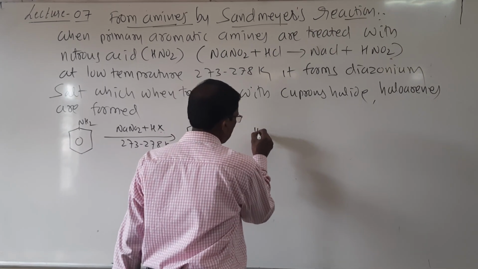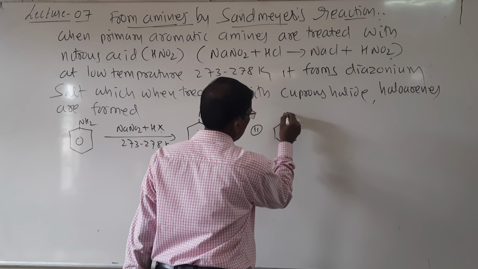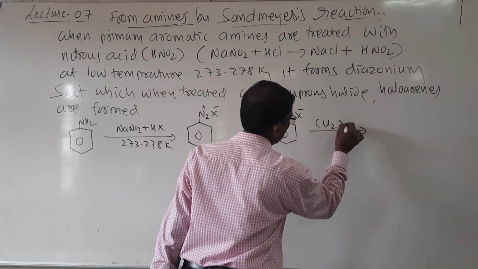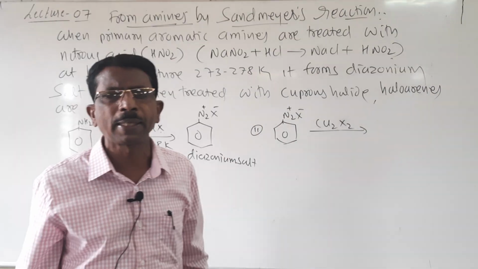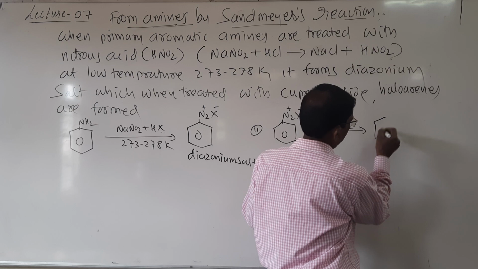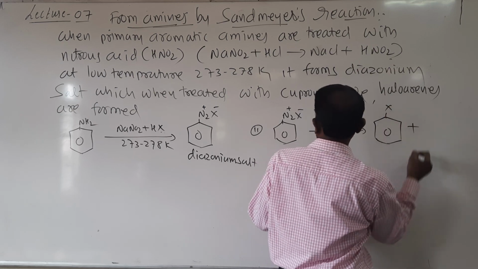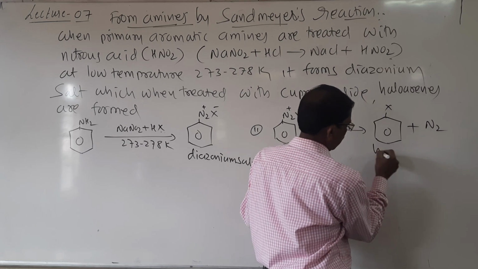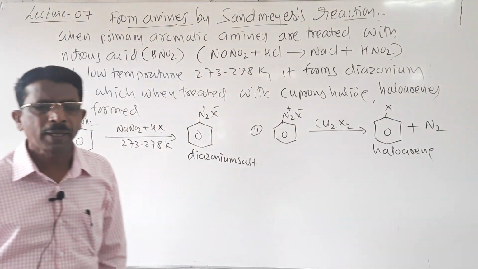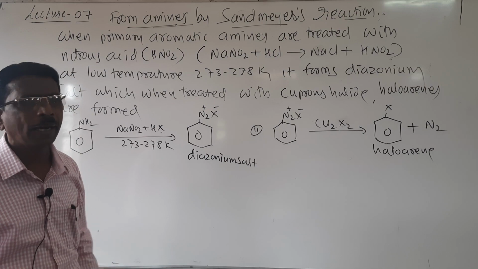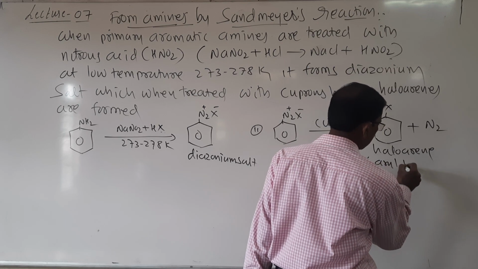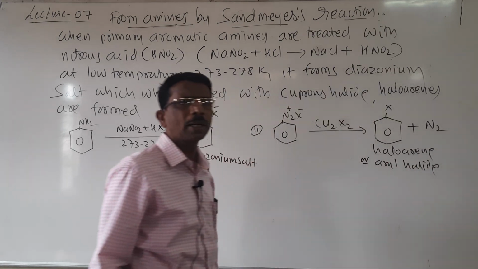And when this diazonium salt, N2X, is treated with cuprous chloride or cuprous halide, where X2 is Br2 or Cl2, it may be chlorine or it may be bromine, it forms, look here students, haloarene, which is also called aryl halide. This is the general reaction.